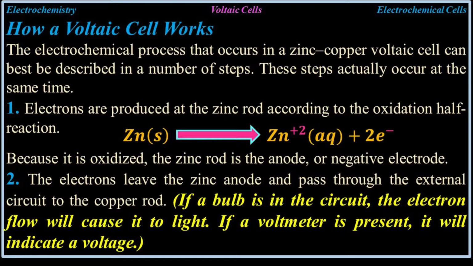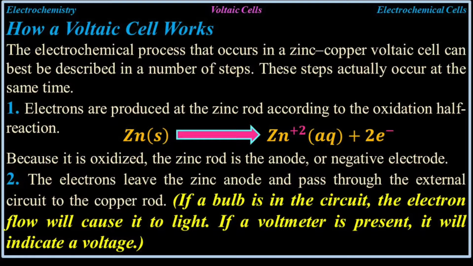How a voltaic cell works. The electrochemical process that occurs in a zinc-copper voltaic cell can be best described in a number of steps. These steps actually occur at the same time. 1. Electrons are produced at the zinc rod according to the oxidation half reaction. Zinc solid yields zinc 2 plus 2 electrons. Because it is oxidized, the zinc rod is the anode, or negative electrode.